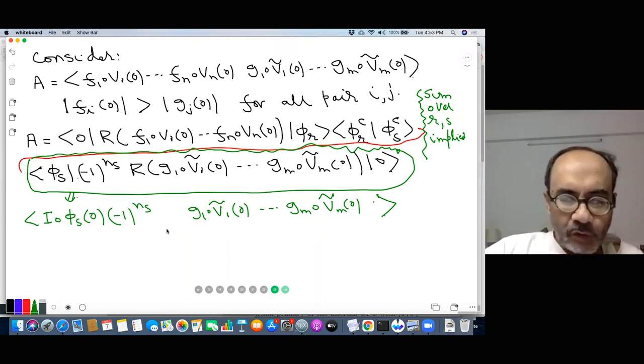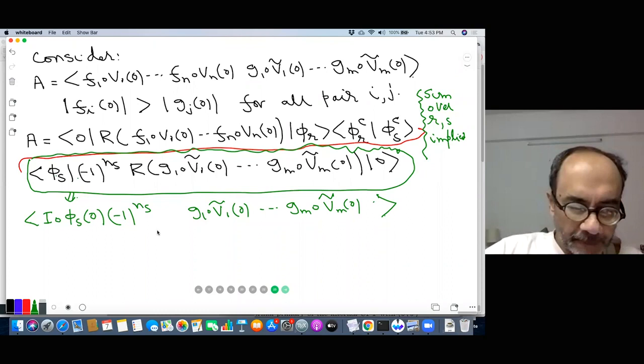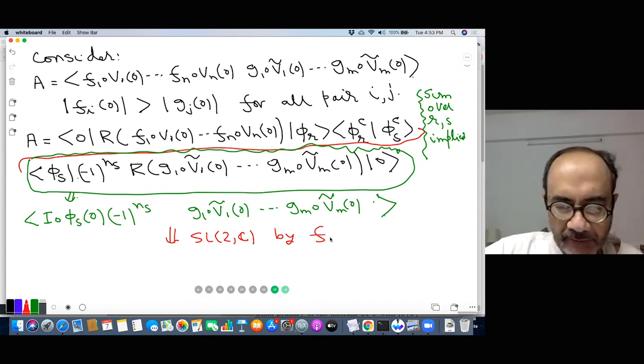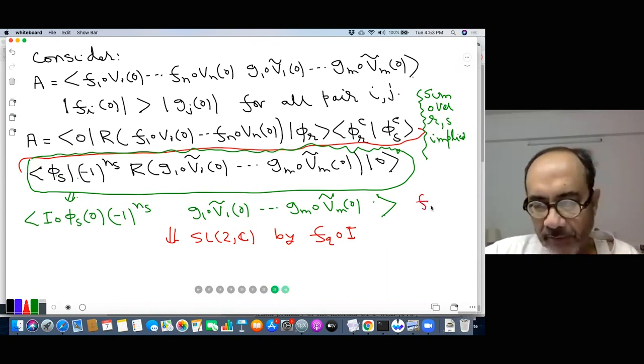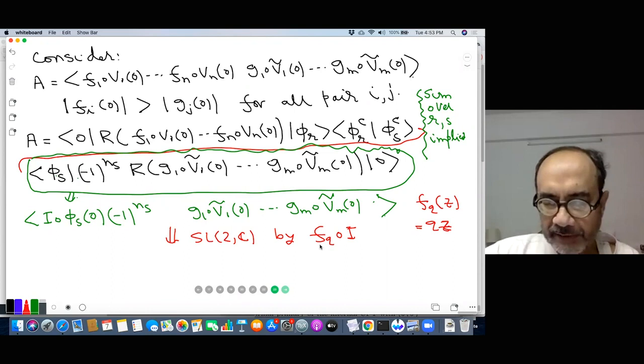Now I'm going to use an SL2C transformation. So this one I'm now going to transform by FQ dot I, which I have already introduced earlier. So what is FQ? FQ of Z is just scaling QZ. So that's also an SL2C transformation. So FQ dot I is an SL2C transformation, so I can make that transformation.